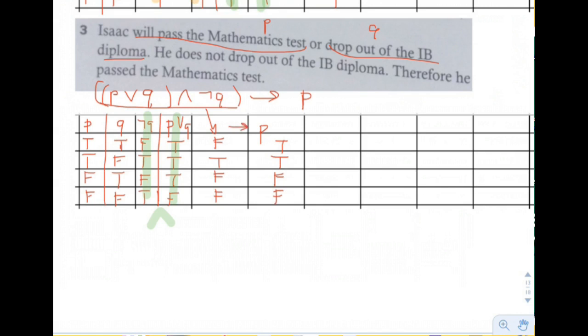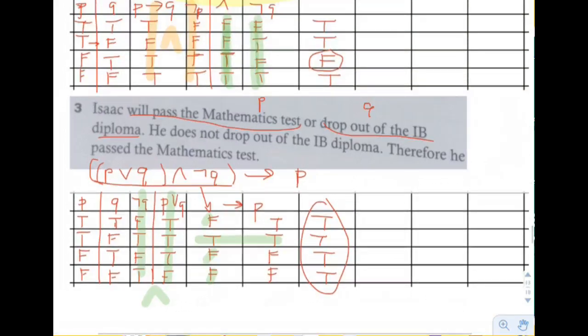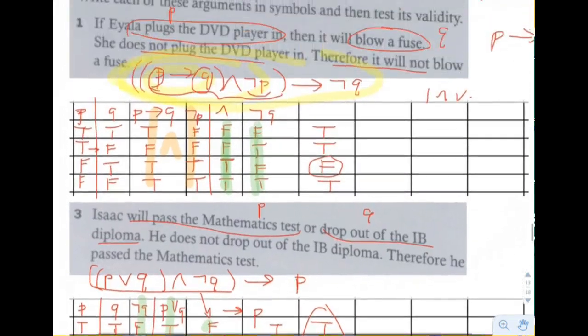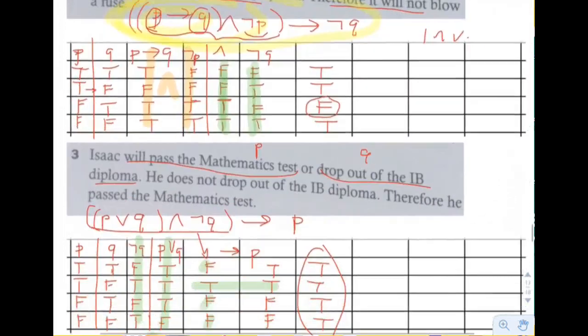Well, if true implies true, that's a good sign. That's true. When it's false, we don't care what happens with P. So anything goes. So yeah, all these are true also. So hey, look, it actually implies P. So the argument is valid. Okay? Yes, it's valid. All right.